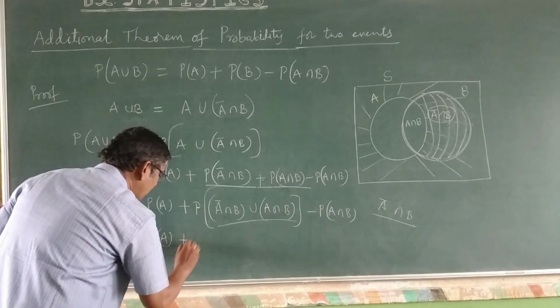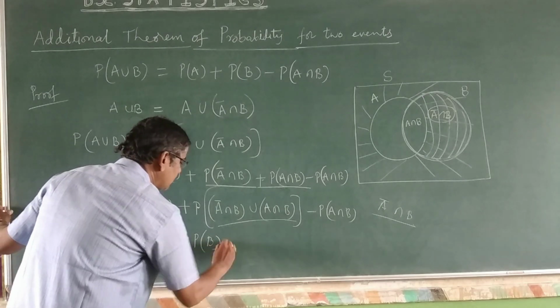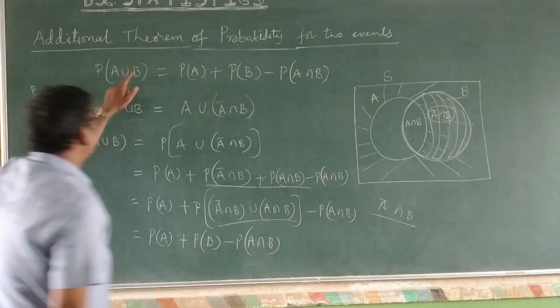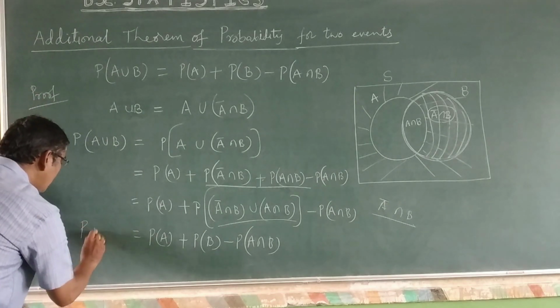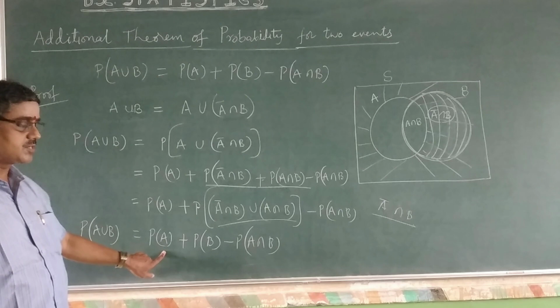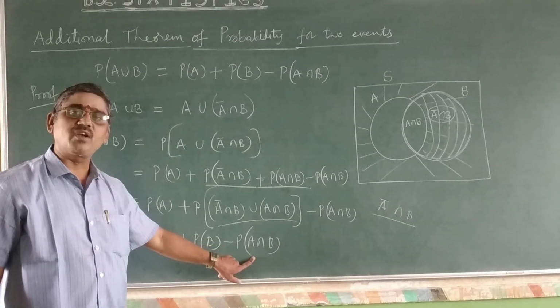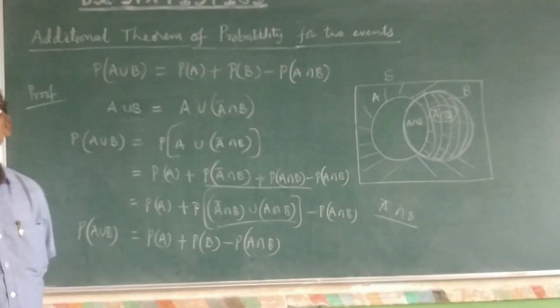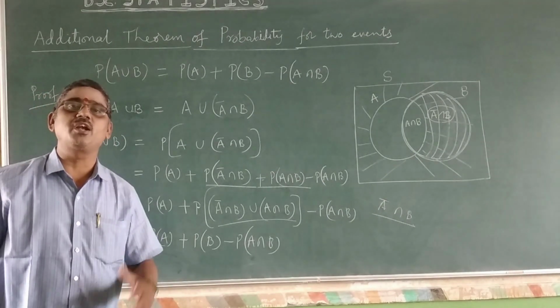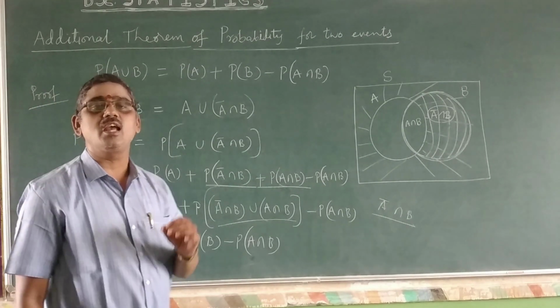Probability of A plus probability of B minus probability of A intersection B. Hope the result is obtained. What is probability of A union B? We have to prove it as probability of A plus probability of B minus probability of A intersection B. Hence this is the result. So this is the simple addition theorem of probability for two events A and B.